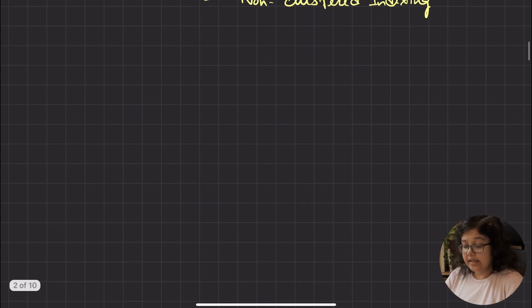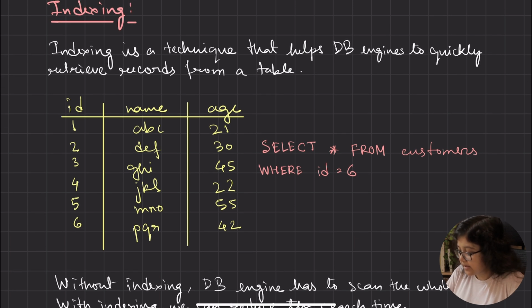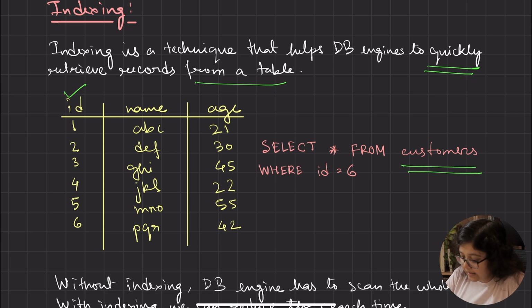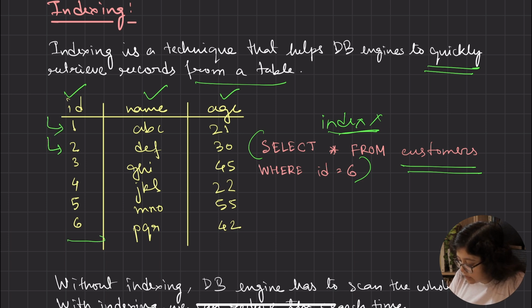Let's start with what is indexing. So, indexing is a technique that helps database engines to quickly retrieve data from a table. Let's say we have a table customers with the columns ID, name and age, and we don't have any index on this table. Now we want to execute the query select star from customers where ID equals 6. Here the database engine has to scan each of the records one by one until it finds the record with ID equals 6.